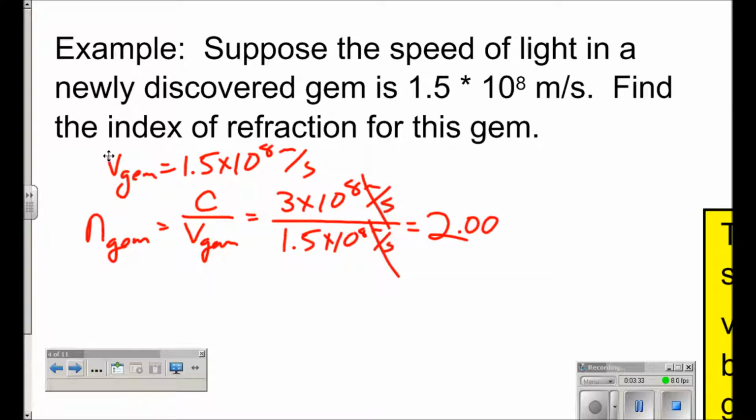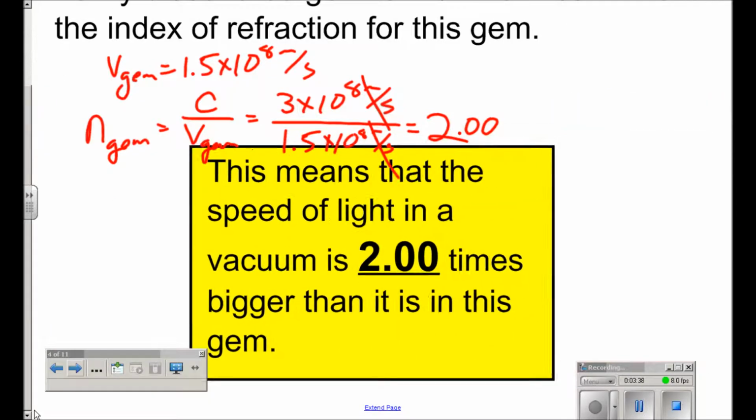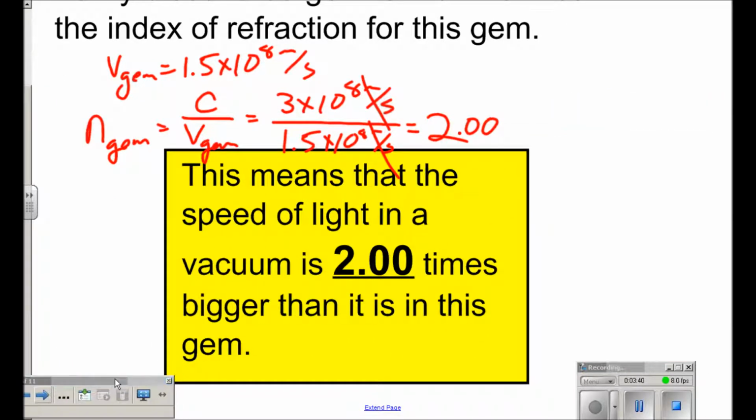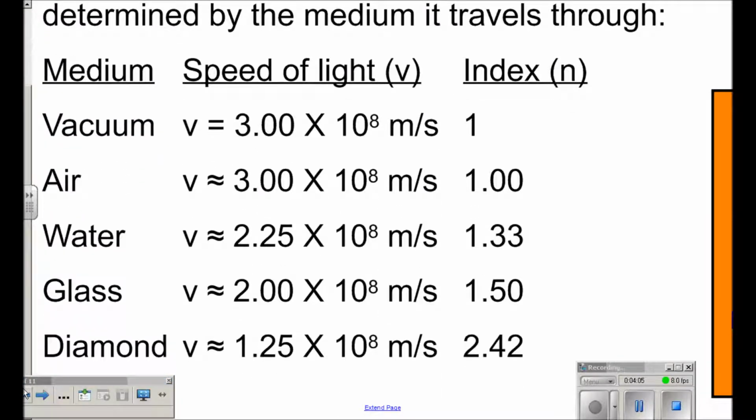That number means something though, so here's what that number means. What that number means is that the speed of light in a vacuum is 2 times bigger than it is in the gem. Okay? So it is basically just a ratio. Sometimes people will refer to it as sort of optical density. The idea is as your medium becomes denser, your index of refraction goes up, which can be seen here, where I've gone through and calculated the index of refraction for a couple different mediums.